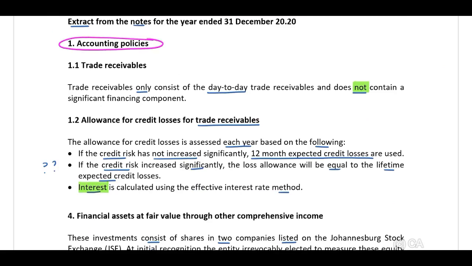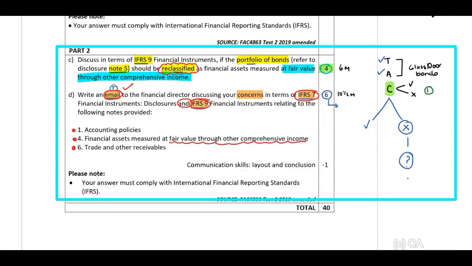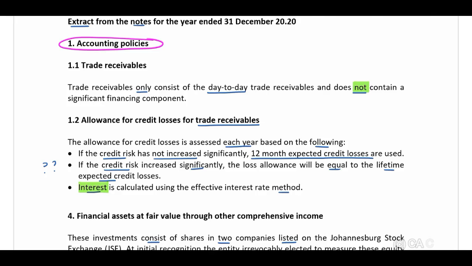When we look at the requirement, it states our accounting policies. Okay, they indicate to us that trade receivables only consist of day-to-day trade receivables and do not contain a significant financing component. Okay, so immediately we have identified during our reading time that they charge interest. Now this does not make sense because there's no significant financing component. Therefore, I'm going to draft this down.